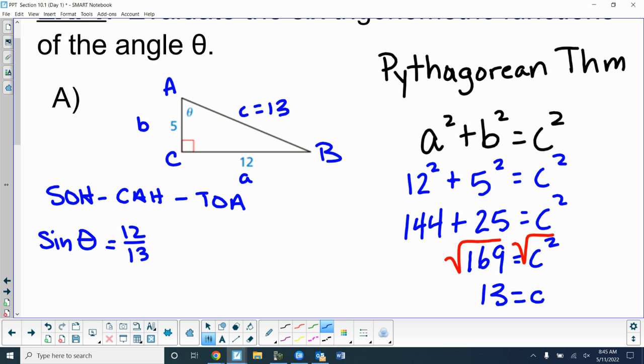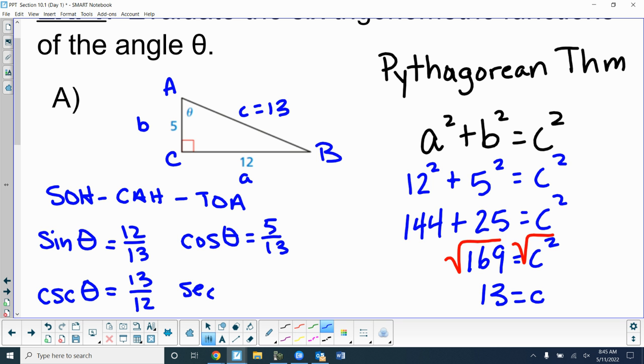What's the reciprocal of sine? Cosecant. So what's that answer? 13/12. Just flip it. All right, cosine of theta. Cosine is adjacent over hypotenuse. So here's theta, adjacent is the 5, hypotenuse is the 13. Its reciprocal is secant. So we write 13/5.